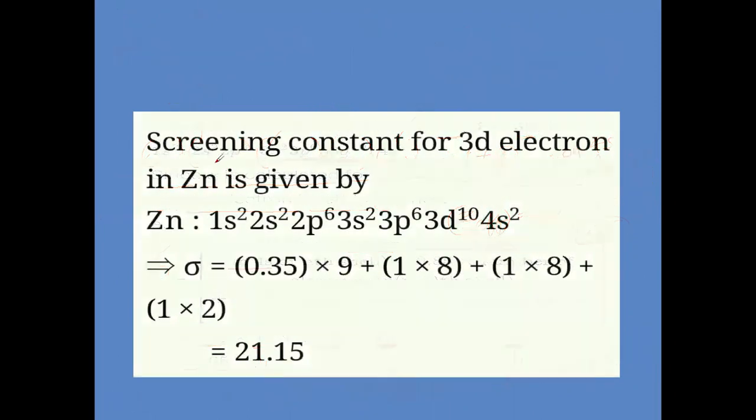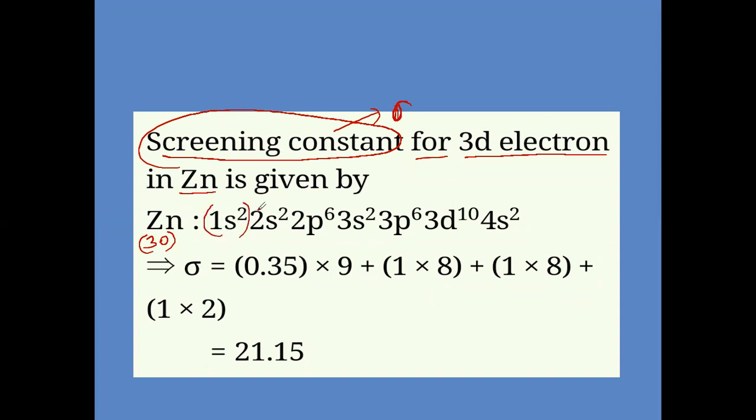Now here, the screening constant value. What is the screening constant? How is it represented? Sigma. So the screening constant value for a 3D electron in the zinc atom. Now for the 3D electron, how to calculate it? First, zinc, how many electrons are there? Atomic number 30 here. How to get the electronic configuration? 1s, next 2s, 2p, next 3s, 3p. S and P we have to write together, and D separately. I told you now, D separately we have to mention, and then 4s.